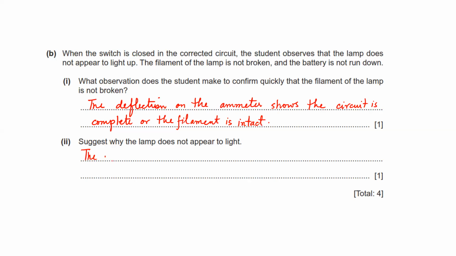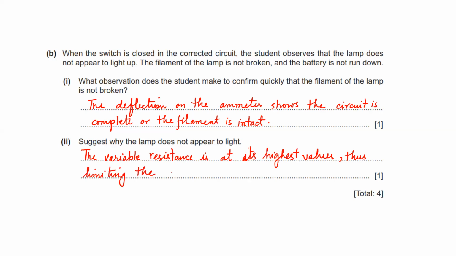So the variable resistance is at its highest value, thus limiting the current through the filament of the lamp, causing it not to glow, or the current is not enough to light up the bulb. So this is how you write down this answer.